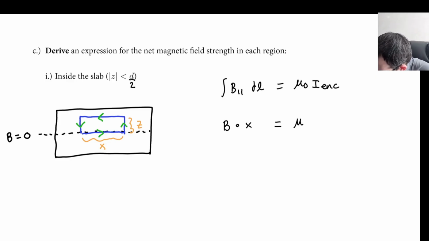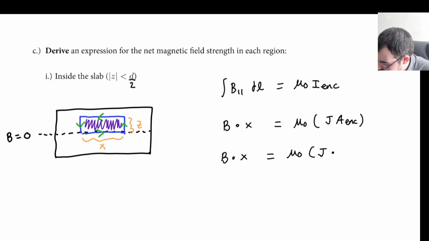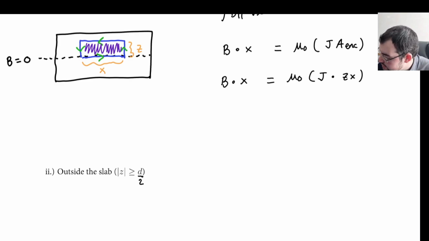And what is I enclosed? Well, we have a uniform current density J. So if we find the area we have enclosed, we can get our current. And that's pretty easy because we drew ourselves a rectangle. So what's the area of this rectangle? Well, this rectangle is just Z times X. So we see that, as expected, our magic mystery length X that doesn't mean anything cancels. So we get B is equal to mu naught times J times Z.